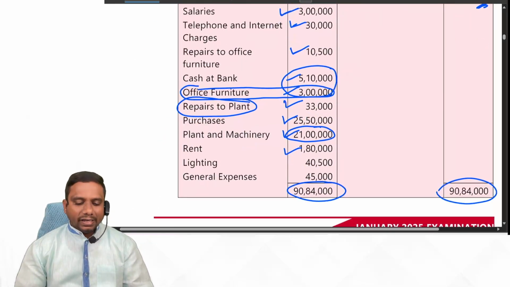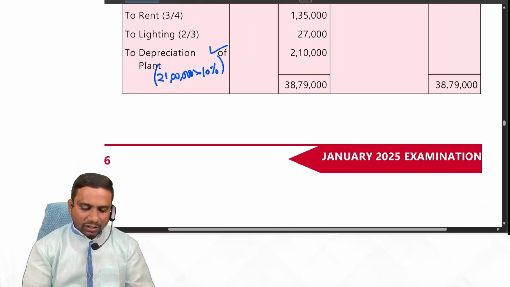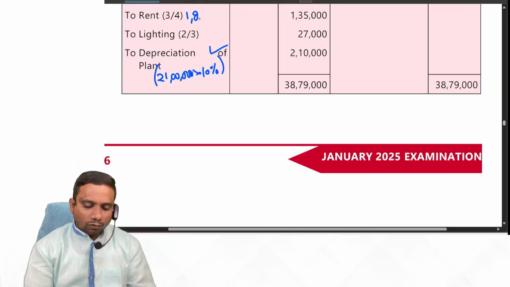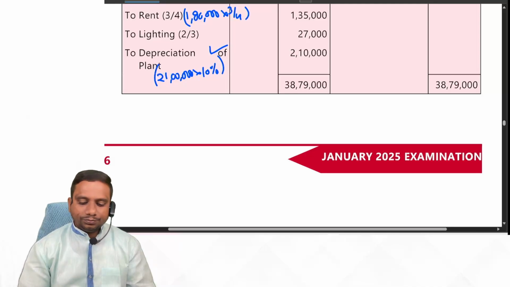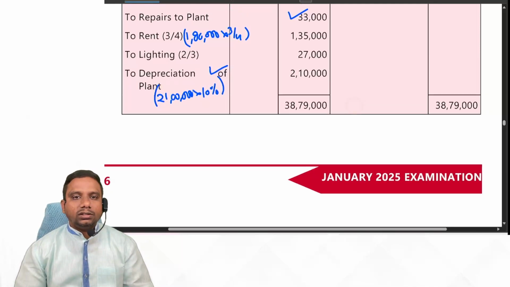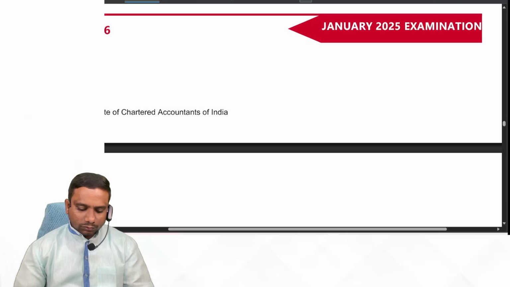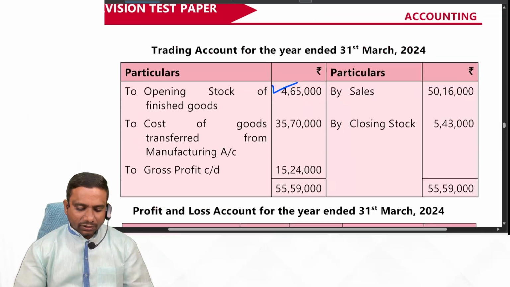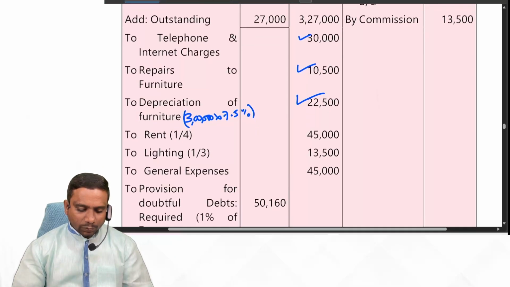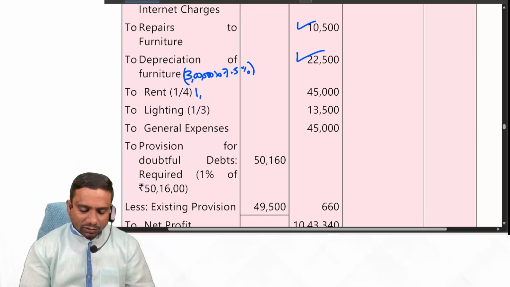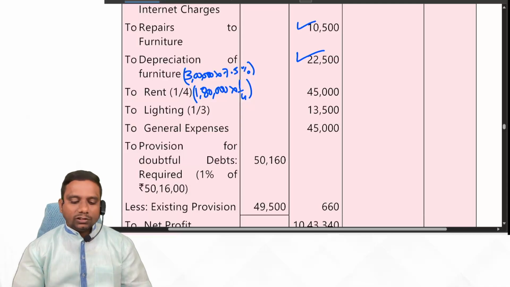Total rent paid is 1 lakh 80,000. Out of 1 lakh 80,000, three-fourths goes to the factory, and the remaining 1/4 goes to the P&L account debit side. Observe, it is 45,000. Is it clear, students? Next one.